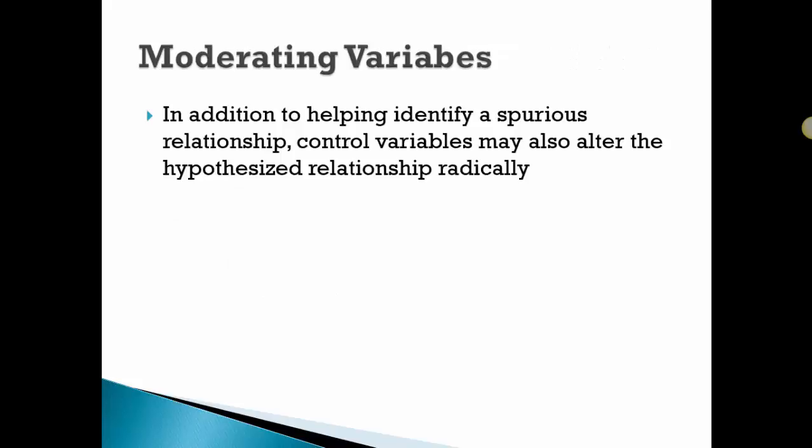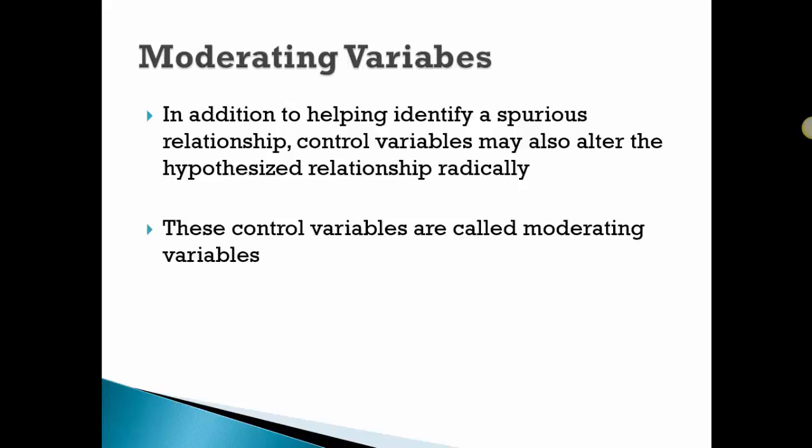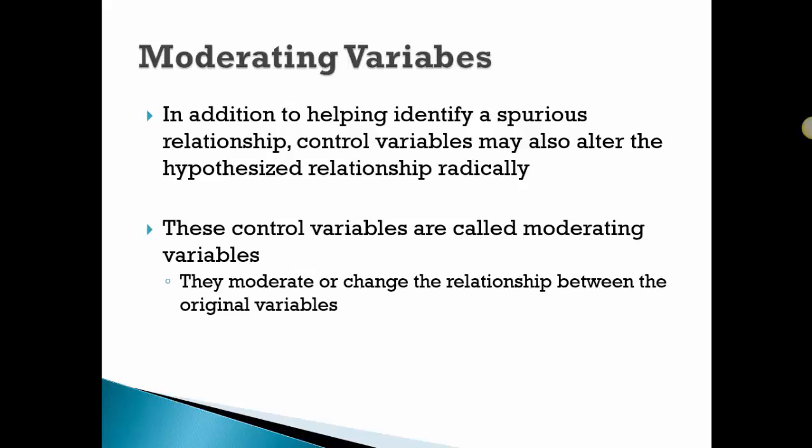A moderating variable: in addition to helping identify a spurious relationship, control variables may also alter the hypothesized direction dramatically. And these control variables are called moderating variables. They moderate, or change, the relationship between the original variables.